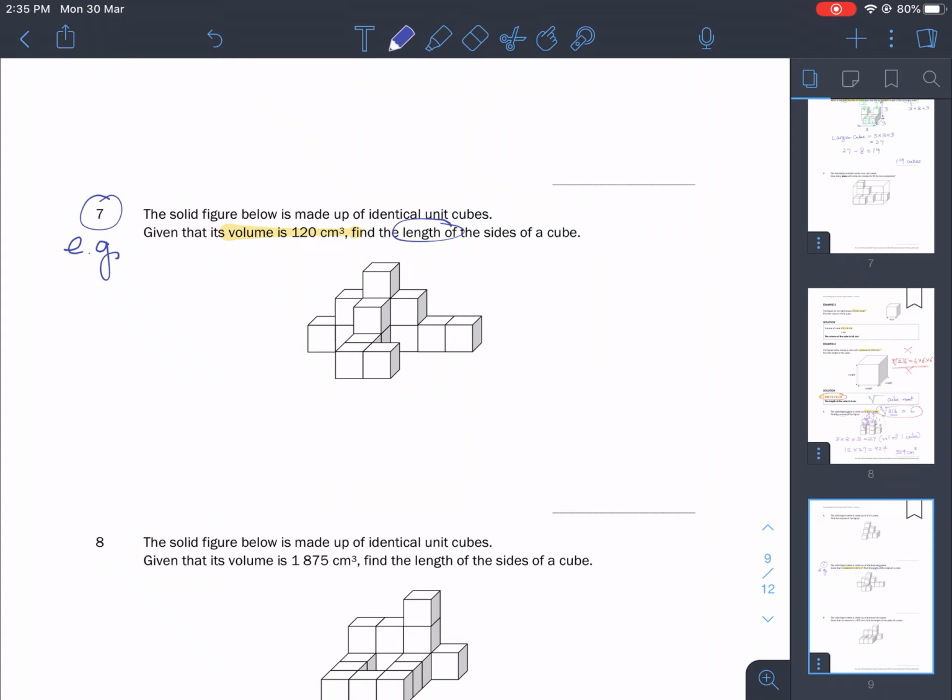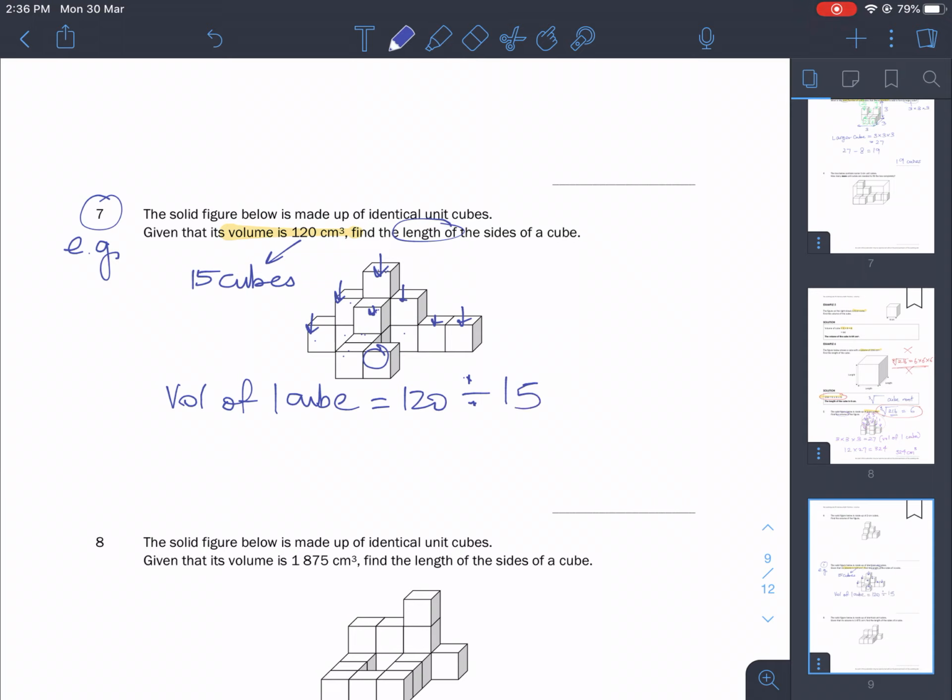So no problem. Count how many cubes there are first. So 1, 2, 3, 2, 1, 1. Okay, so I'll count it together. 1, 2, 3, 4, 5, 6, 7, 8, 9, 10, 11, 12, 13, 14, 15. So if there are 15 cubes in total, and this is the total volume, that means this is the volume for 15 cubes. The volume of 1 cube would then be 120 divided by 15.